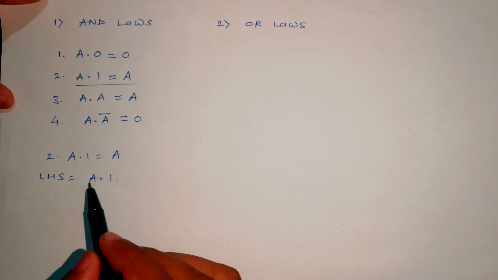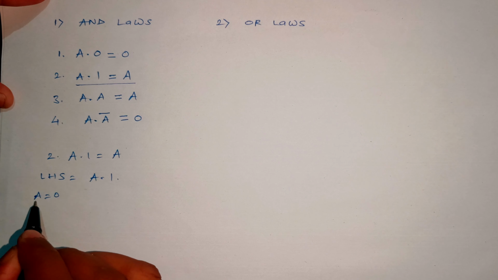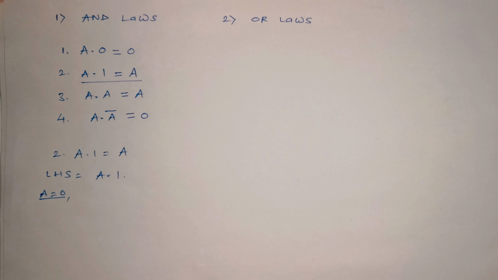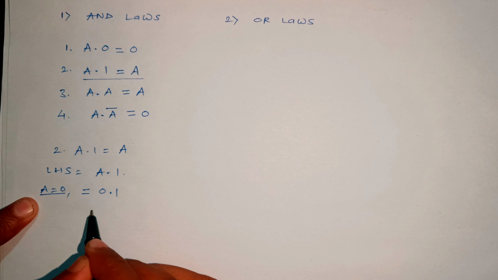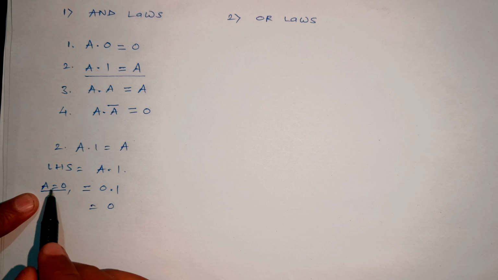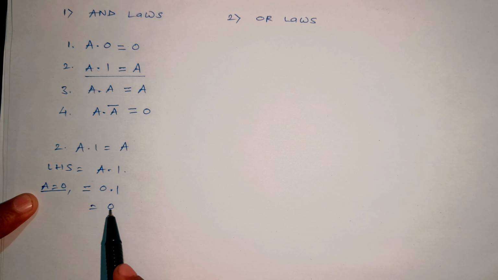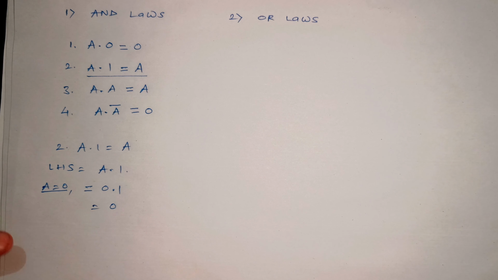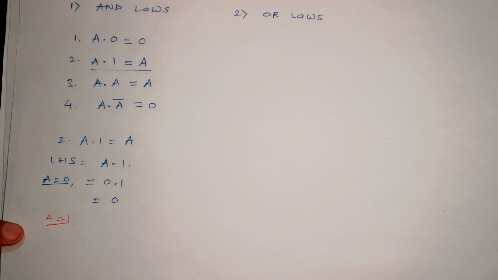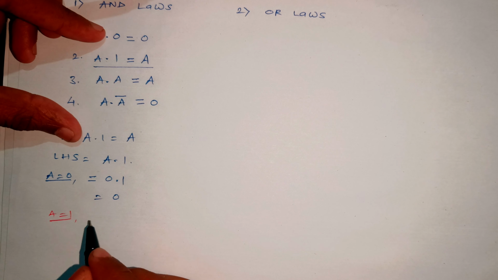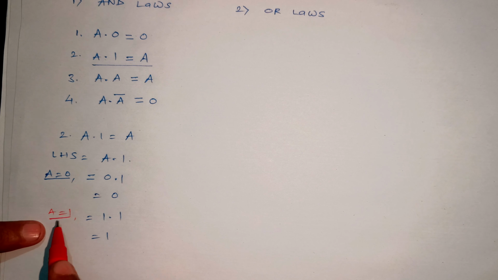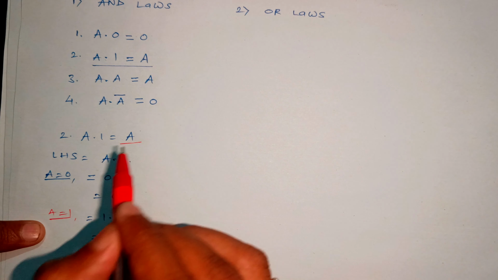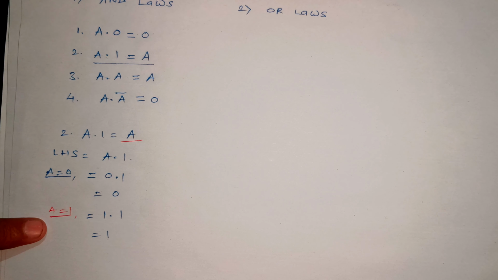Now we have two possibilities for a. a can be 0 or a can be 1. So if I put a equal to 0 in this equation, we'll get 0 into 1 will be 0. We had considered a as 0, and we are getting the result as 0. Similarly, if I take a equal to 1, now put this value in this equation, we'll get 1 into 1 is equal to 1. Again, we have considered 1, we are getting 1. That means whatever the value of a is, it will be replicated as a. So a into 1 will be a.